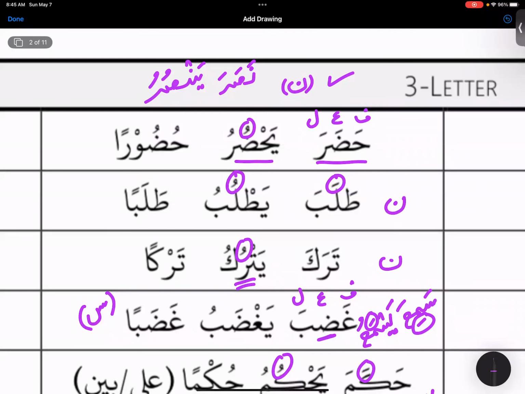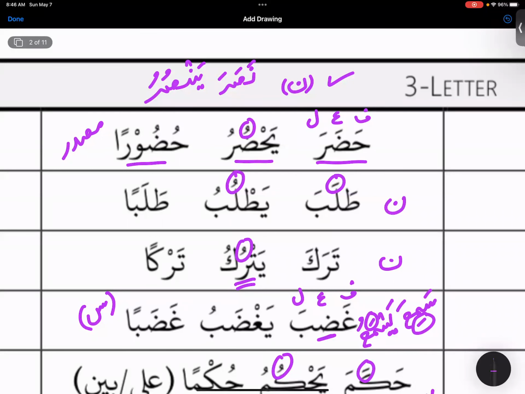And what is beside that? Hadara yahduru and then huduran. What is that? Hudurun, presence. It's the masdar. Exactly, this is the masdar. And what does masdar mean in English? A verbal noun, a noun. Very good. So basically we are creating a noun out of this verb. So what would be the meaning of hudurun then? Presence.